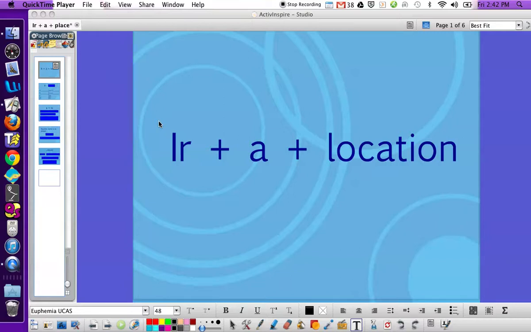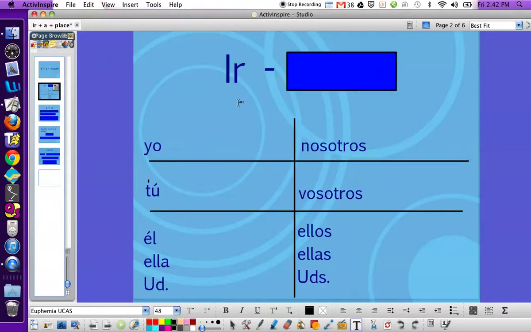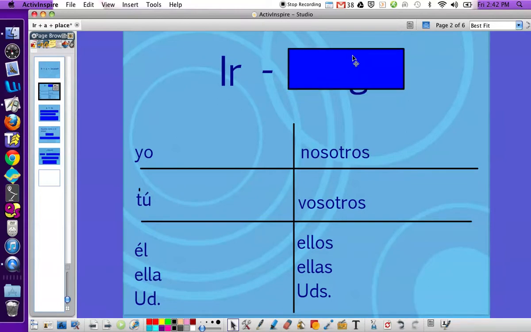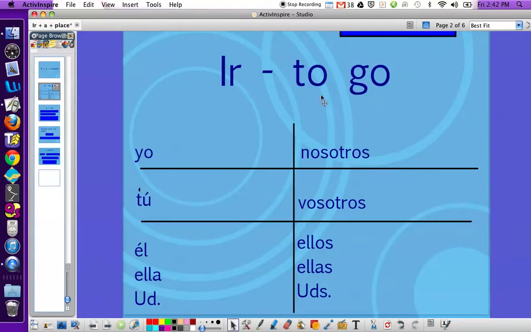Hoy vamos a discutir ir + a plus location, or ir + a plus place. Yo quiero que ustedes piensen cómo se dice ir en inglés. You've already heard of ir in our class, so think for a minute. What does ir mean? If you said to go, you are exactly right.